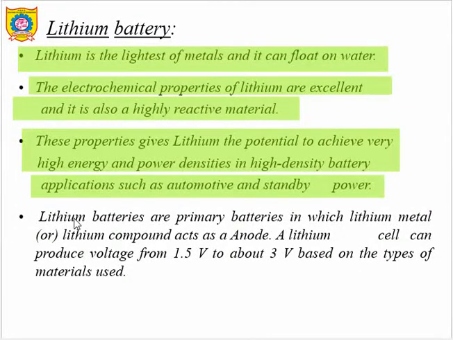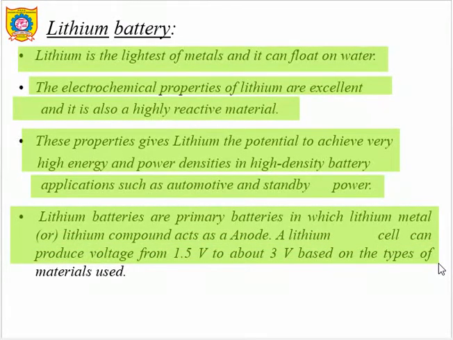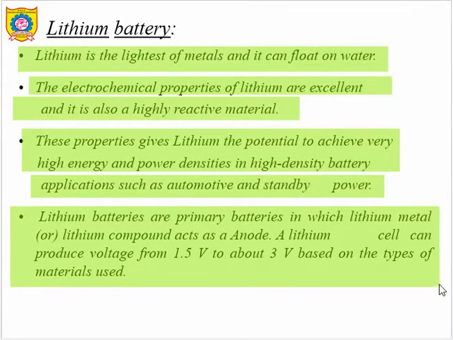Lithium batteries are primary batteries in which lithium metal or a lithium compound acts as the anode. A lithium cell can produce a voltage from 1.5 volts to about 3 volts based on the type of material used. Generally lithium metal or lithium compounds are used.